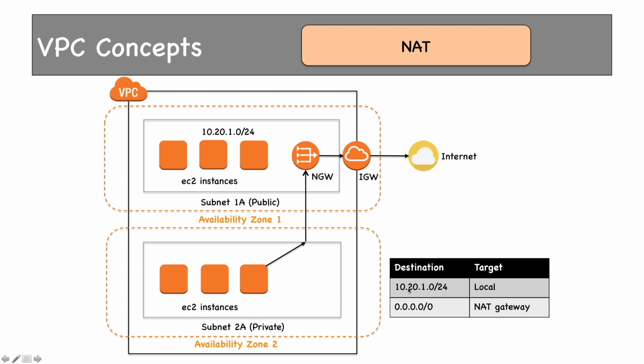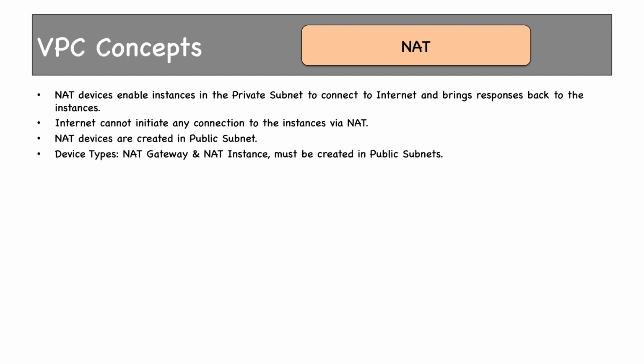Traffic within the VPC, as mentioned earlier, will flow using the local route. And traffic destined for internet from these EC2 instances inside of this private subnet will be targeted to either the NAT gateway or the NAT instance. So instead of NAT gateway, you can use a NAT instance also. Instances on private subnet can also connect to other AWS public services like S3 etc. using NAT gateway. So NAT devices enable instances in private subnet to connect to internet and bring responses back to the instances. Internet cannot initiate any connection to the instances via NAT.